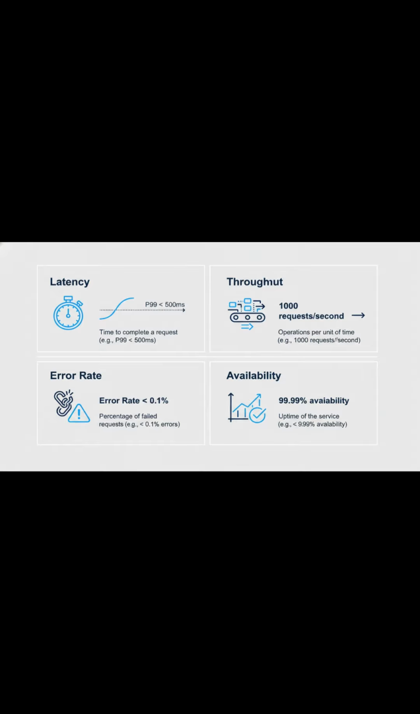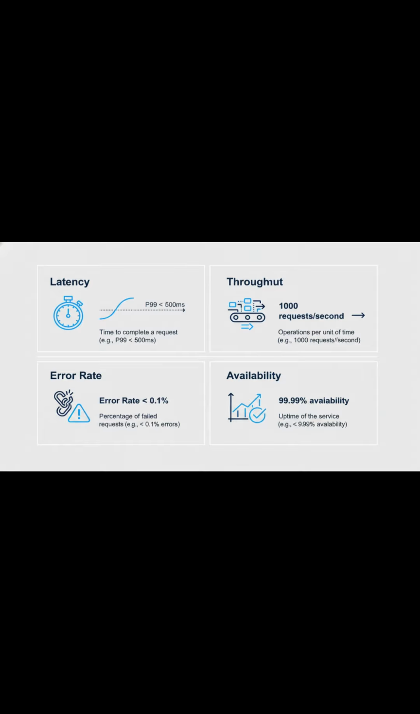When defining SLIs for microservices, we typically categorize them into four fundamental types that cover most aspects of service health and user experience. The first is latency, which measures the time it takes to complete a request or an operation. This is critical for responsiveness. For instance, an API call might have an SLI for its P99, 99th percentile, latency being under 500 milliseconds.